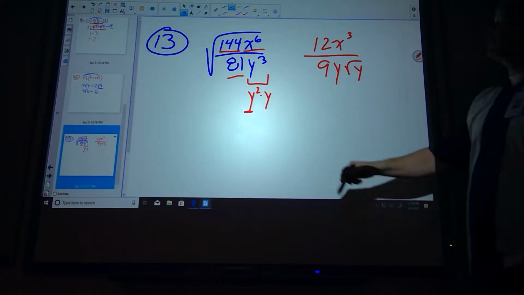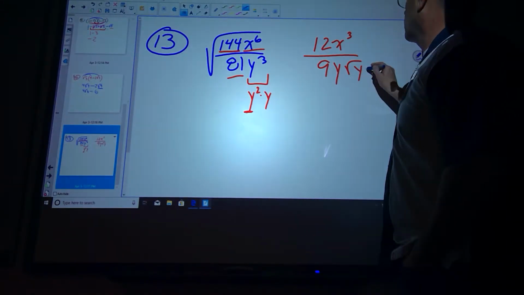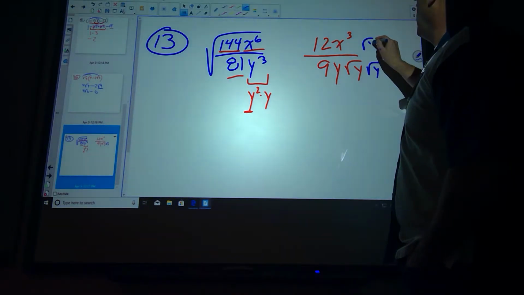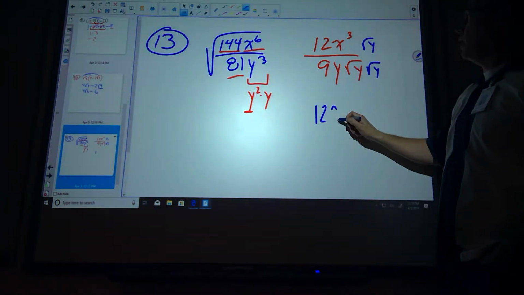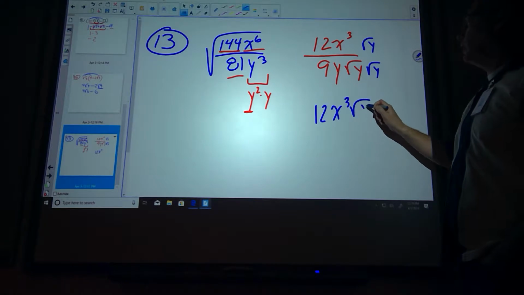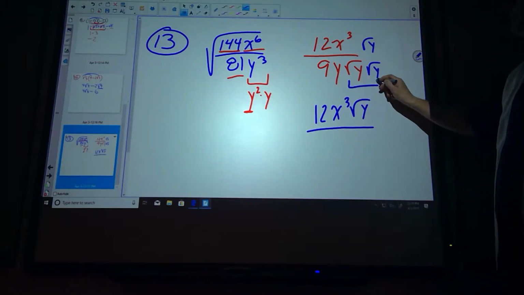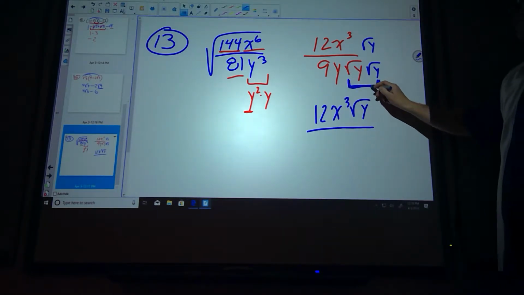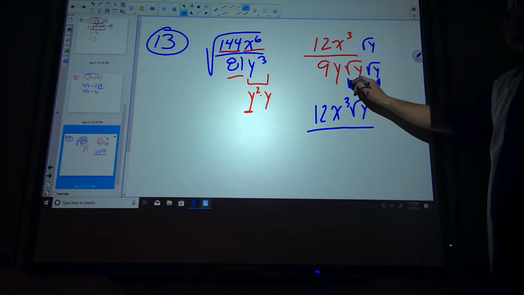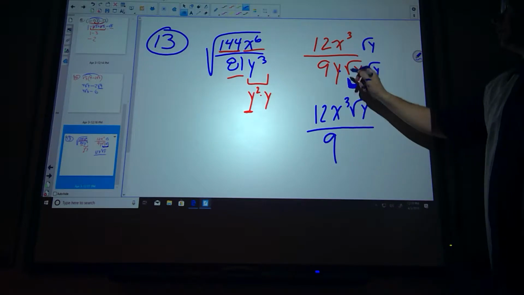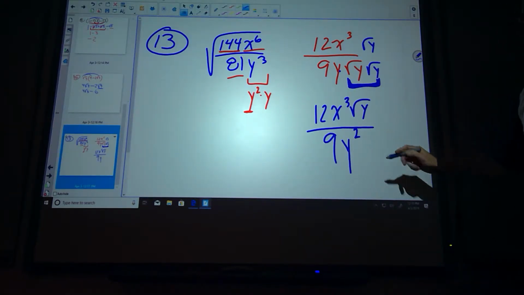So what I'm going to do is I'm going to go ahead and multiply top and bottom by square root y and square root y. So on top, I'm going to get 12x to the 3rd square root y. And on bottom, if I multiply these together, I get y squared. So what's the square root of y squared? Just y? And then y times this y is? Y squared. Is that okay so far?